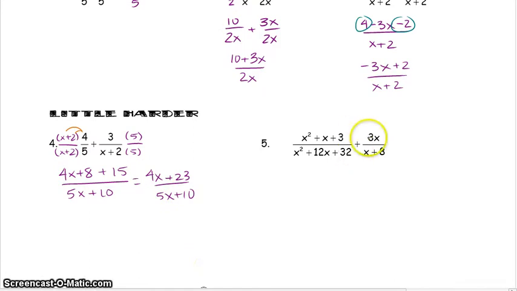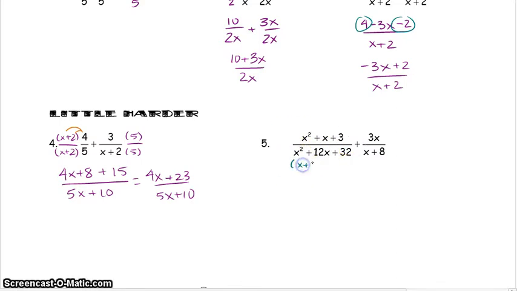Now looking at this one, it's a little bit more tricky, where you want to see, well, we have this huge polynomial and this factor of x plus 8, and we want to see what is missing out of these two. Our first step for some like these, when it's a big quadratic, is let's see if this can factor. So what two numbers would multiply to be 32 and add to be 12?